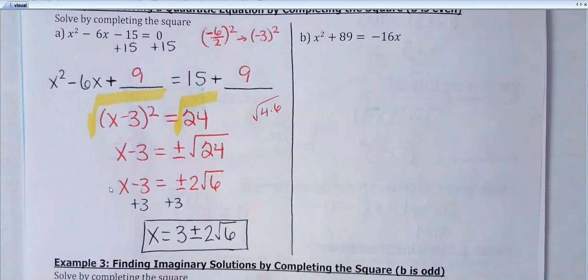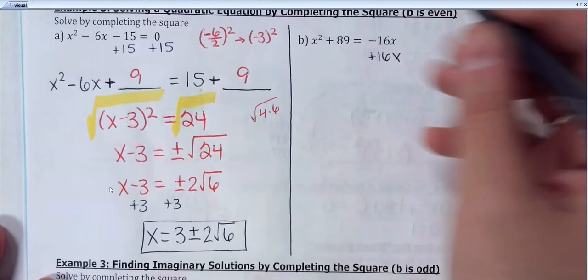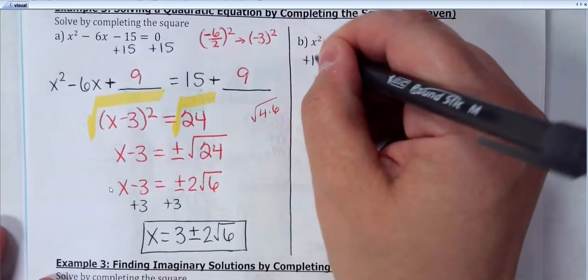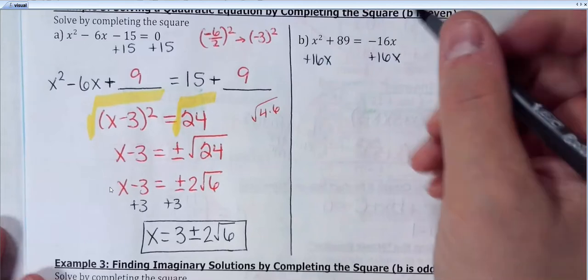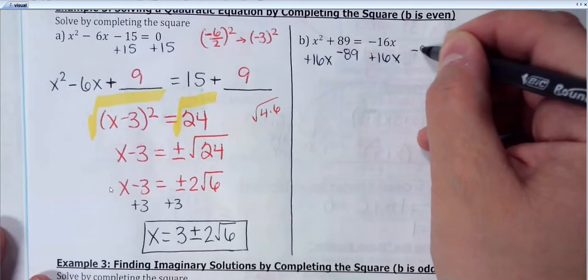Okay. The problem next is the same thing. I'm going to put the squared term and the linear term, which is just going to have your x, so x squared and x terms on one side, anything else on the other. To do that in this problem, I'm going to need to move 16x, so I'm going to add that over here, and I'm also going to need to move the 89. So that's positive, so I'm going to subtract 89 to the other side.